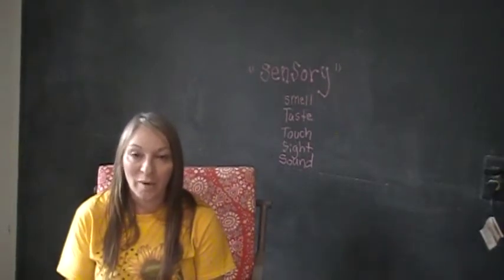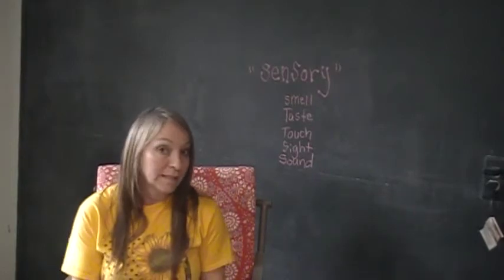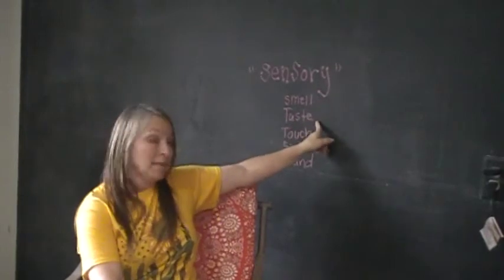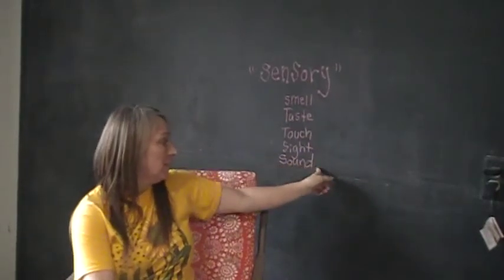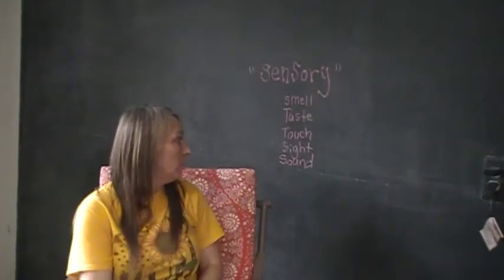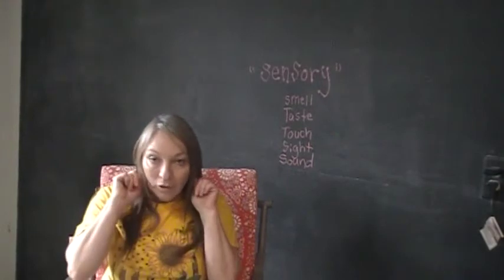Today we're going to talk about sensory. Sensory comes in the form of all the senses that we have: smell, taste, touch, sight, and sound. So what you can smell, what you can touch, what you taste, what you can see, and what you can hear.